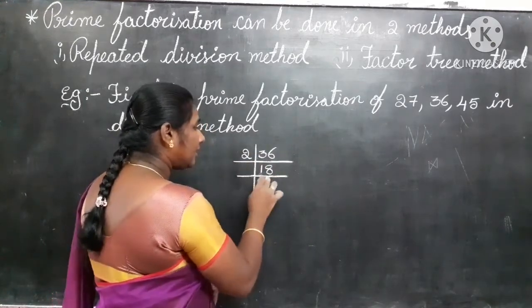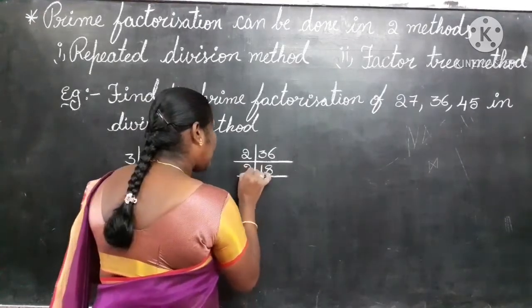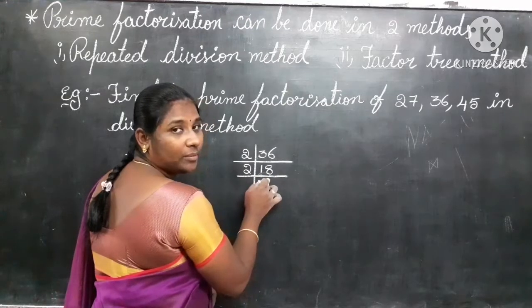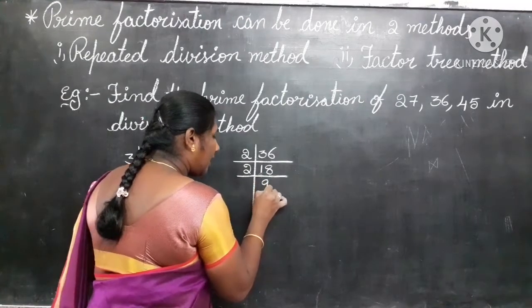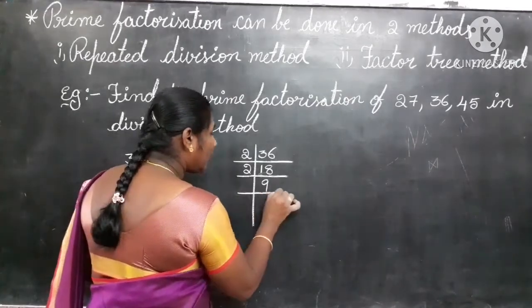Next 18. It ends with 8. So it is divisible by 2? Yes. So here write 2 table 18 how many times? 2 9s are 18. Again 2 table 9 will come?